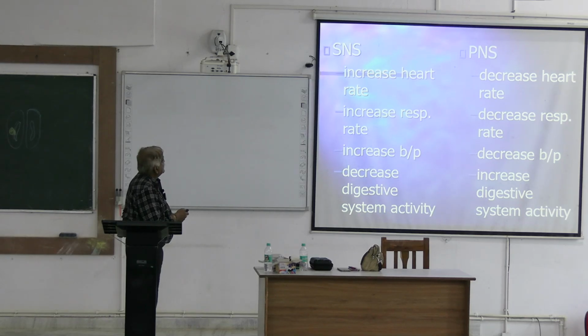Now, the sympathetic system increases the heart rate, increases respiration rate, increases blood pressure, and decreases digestive system activity. The parasympathetic decreases heart rate, decreases respiration rate, decreases blood pressure, and increases digestive system activity.